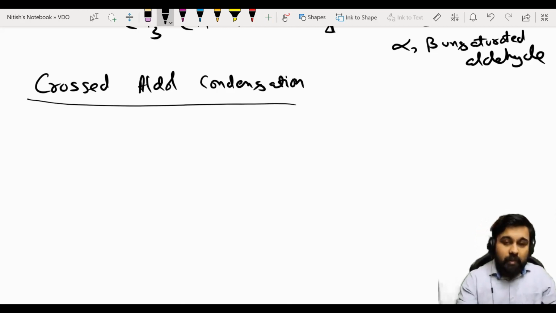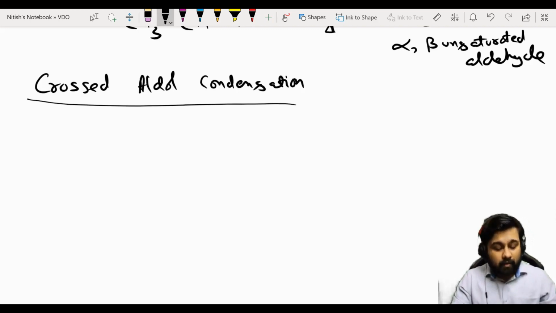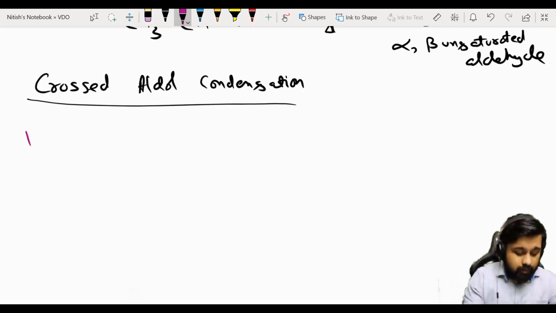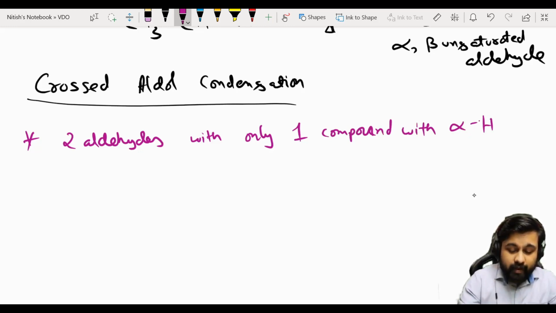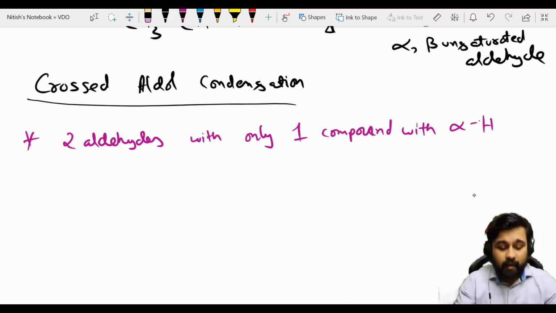So both the aldehydes can participate in the reaction depending upon how many alpha hydrogens they have, or whether they have it or not. So the first case is a mixture of two aldehydes with only one compound with alpha hydrogen. So there are two aldehydes in the mixture, but only one of them has the alpha hydrogen.